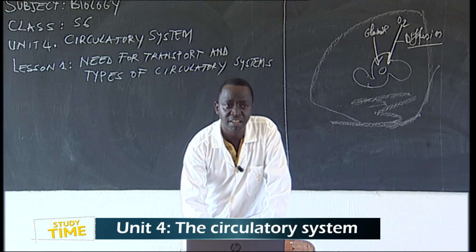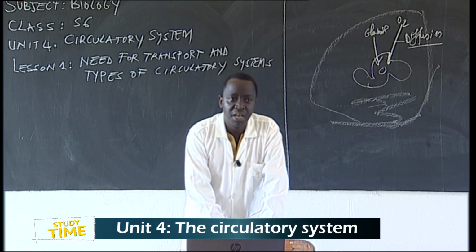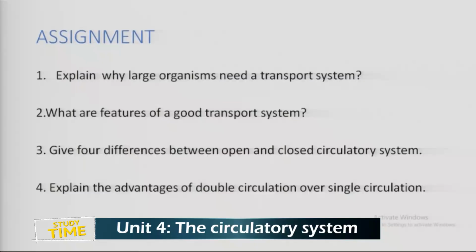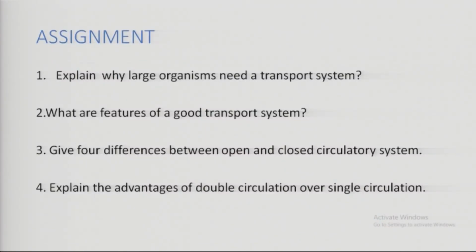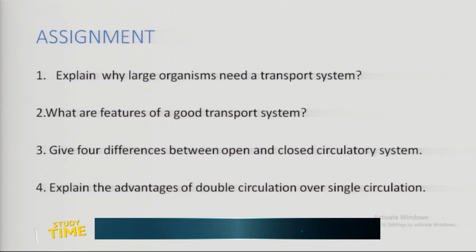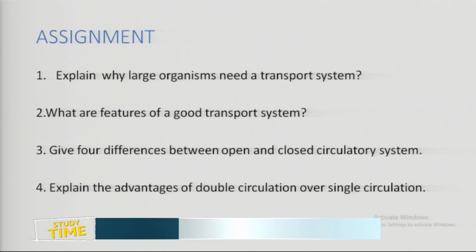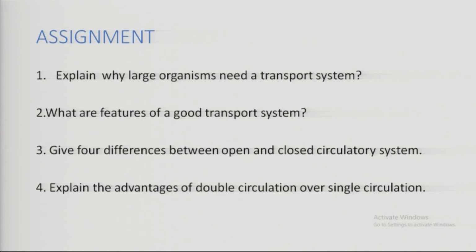Yes, now, assignment. Number one, explain why large organisms need a transport system. We have discussed about this. You will do that. The second, what are the features of a good transport system? You will do that, then you show me next time. Give 4 differences between open and closed circulatory system. You will do that. Then explain the advantages of double circulation over single circulation. You do that.